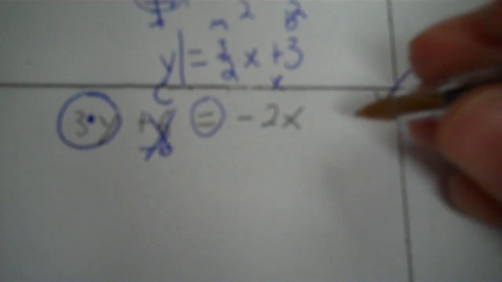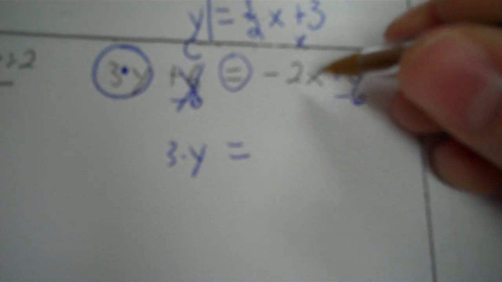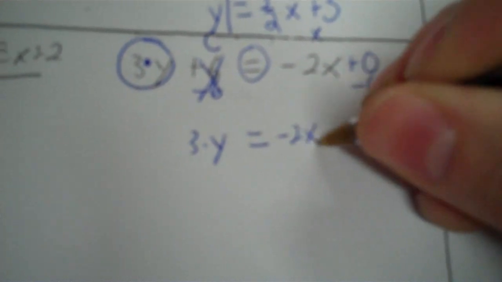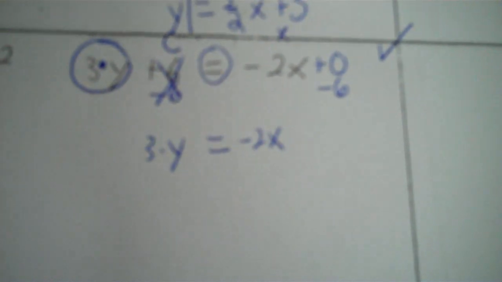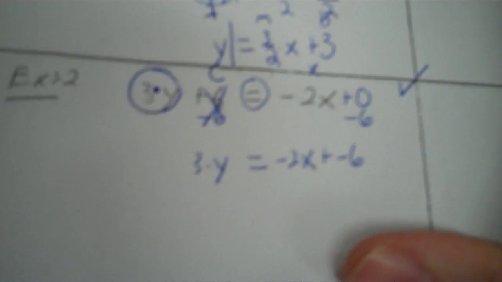So I need to get rid of the constant with minus 6. Now, since that's an x term, I can't put minus 6 under that. I need to put my own constant of 0 and subtract 6 from 0. So we got to keep those separate. So we got 3 times y. We got negative 2x. And then 0 minus 6 is negative 6. You can put plus negative 6 or minus 6.